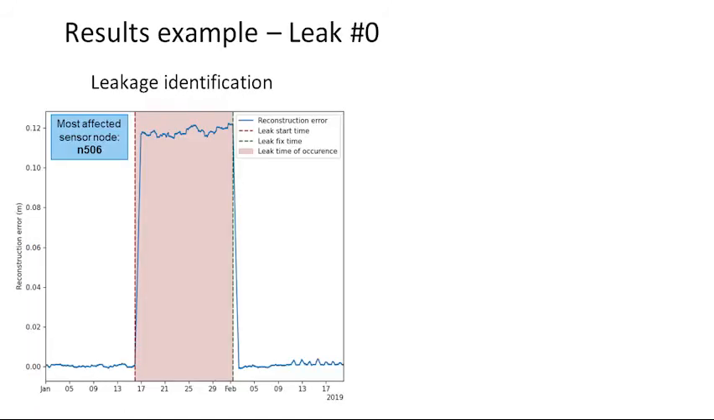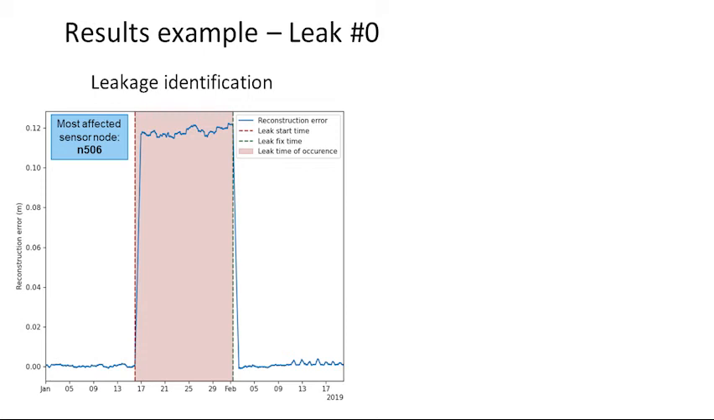To illustrate the functionality of the method, we provide the example of the first leak found in 2019. In the leakage identification step, the produced reconstruction error signal from the model is shown here. During the first period, until January 15th at 11 p.m., the signal is steady around the 0 line. After that, a clear mean shift can be observed, indicating a pipe break.